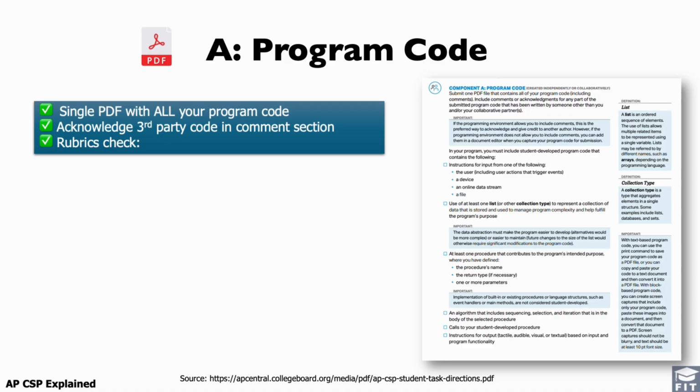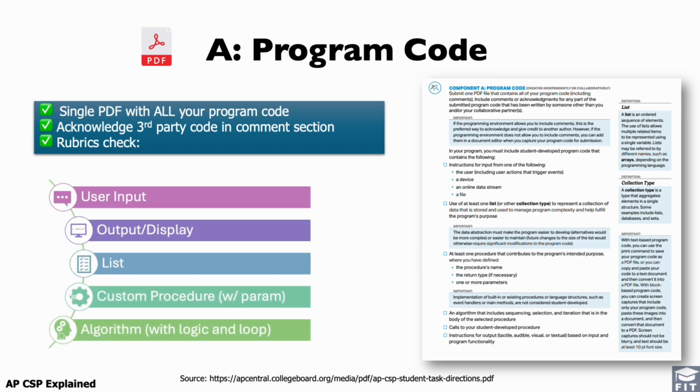Ensure completeness. Make sure your code is complete and includes comments that explain your logic and functionality. Cite external sources. If you've incorporated code from external sources or AI tools, provide proper credit within your comments to acknowledge their contributions. Rubrics check.